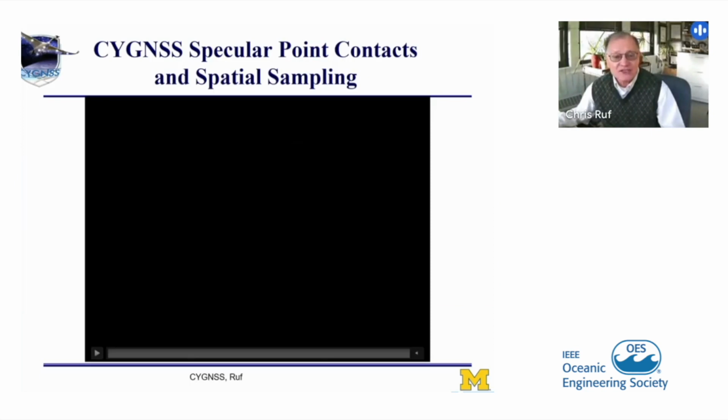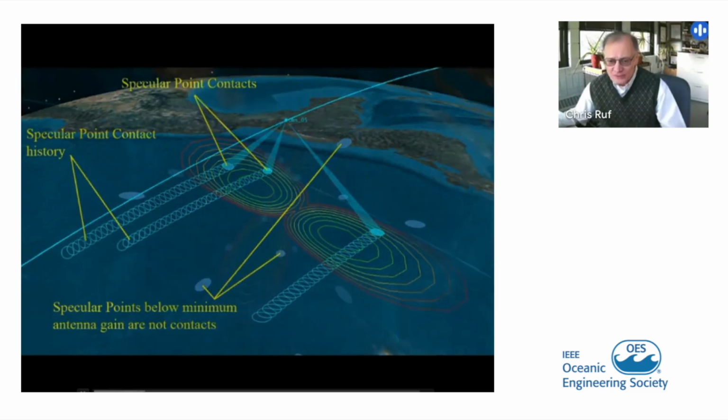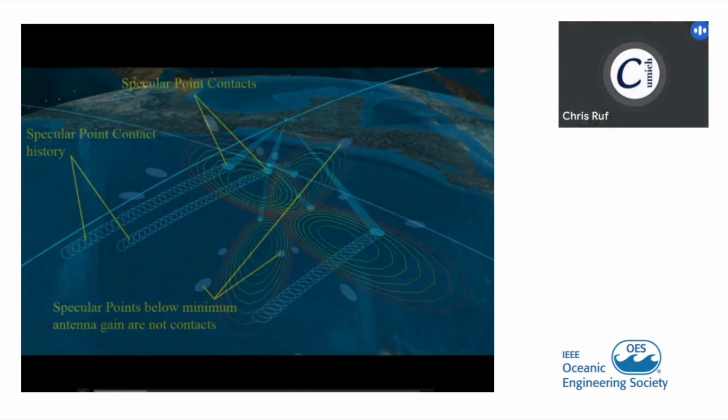This animation shows you what the sampling looks like as they're orbiting along. So all 8 of the satellites are in a common orbit plane spread out, and then each one of them has 4 GPS receivers, and they're looking down at the ground, making measurements of the scattered signal. These blue ellipses, those are the locations of the specular points reflecting the GPS signal.